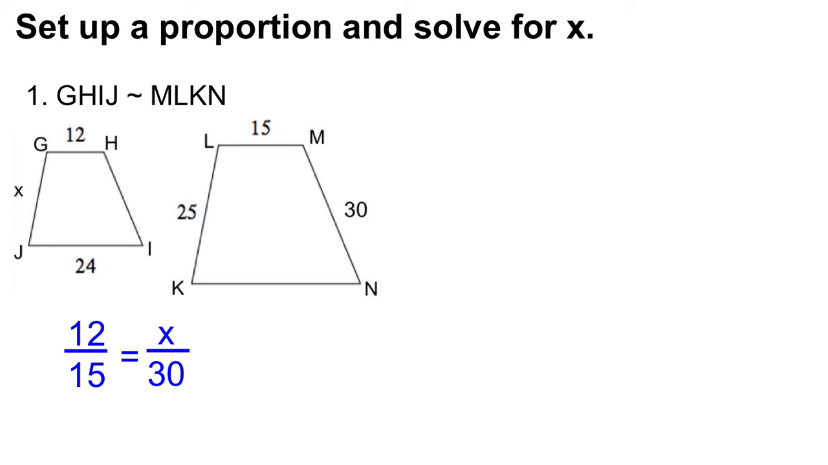Now I want you to notice that 12 and x are in the same picture to start with. And then the 15 and the 30 are in the same figure as well. So you want to make sure that those are in the same spots on your proportion. When you cross multiply, you'll get your answer, which in this case is 24. Why don't you go ahead and give that second problem a try if you haven't already, and then we'll go over the answers.